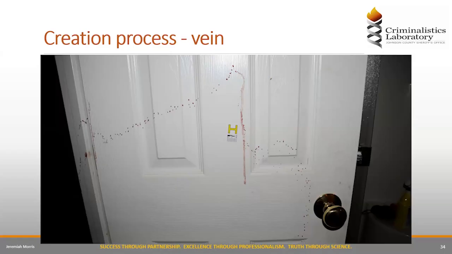It is a linear to curvilinear distribution, but the stains are significantly smaller, and they don't have that upside down U or that undulating pattern to them. But I had sufficient case specific information that allowed me to determine that I was comfortable calling this a projected pattern coming from a vein.